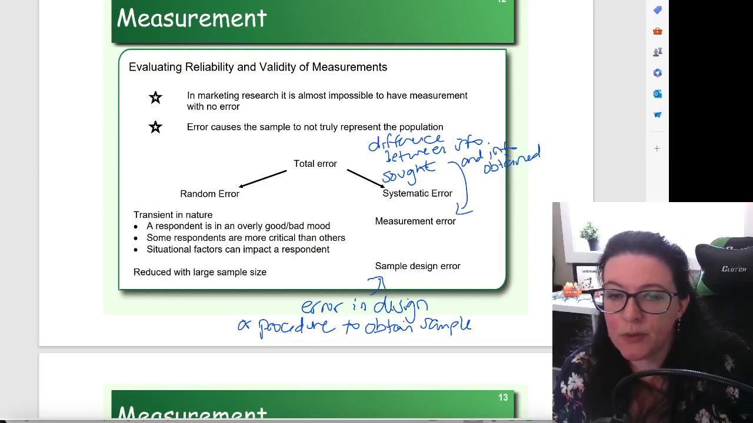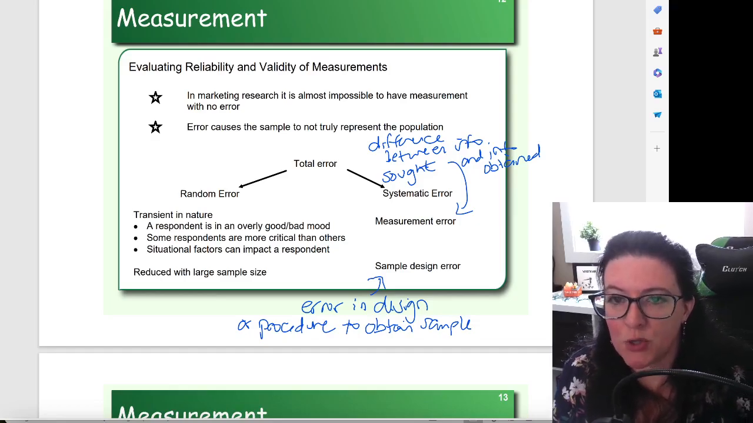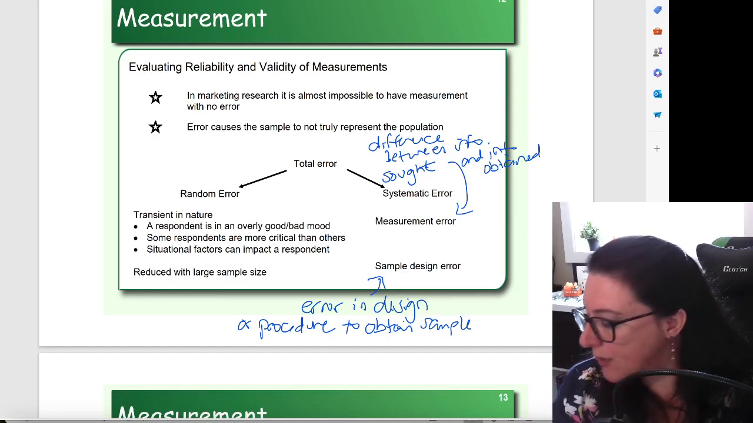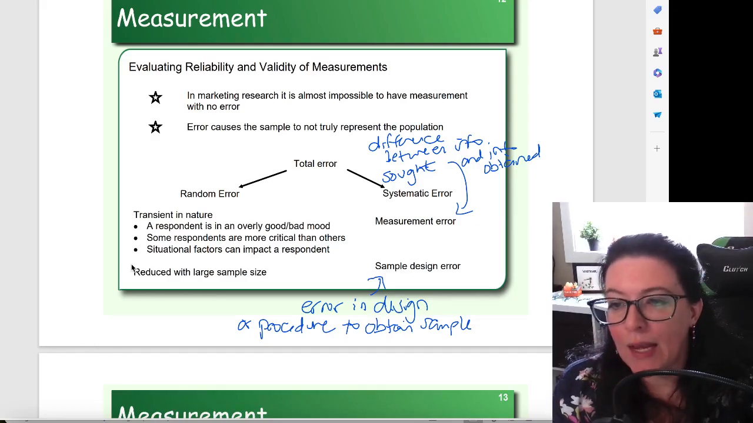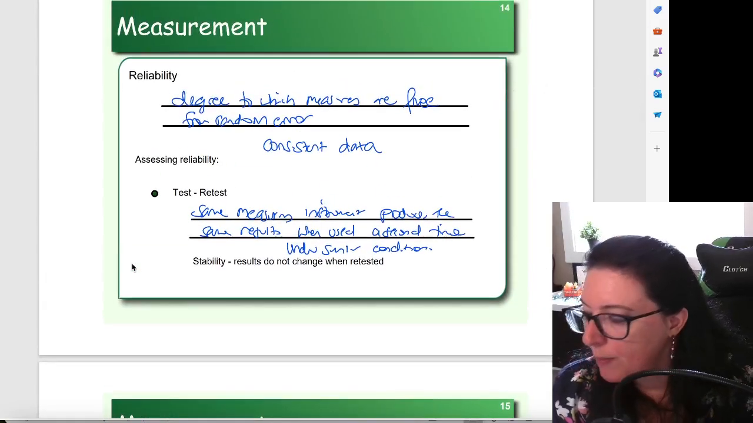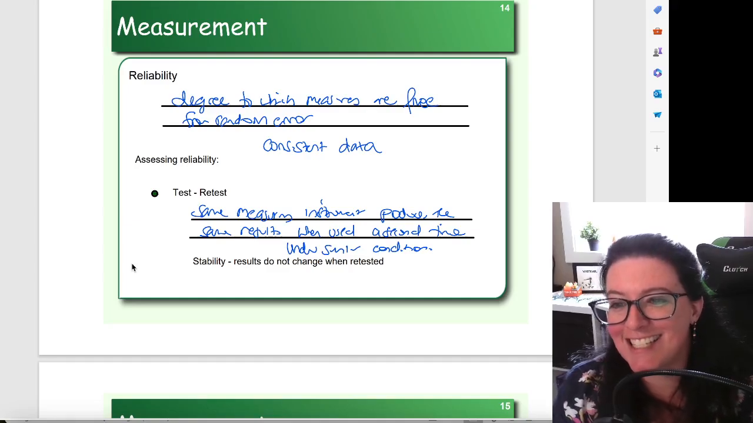We are continuing to discuss reducing the error in our measurement tools. In our previous video, we were looking at reliability, and in this video, we're going to look at validity. Just to recap, reliability is the degree to which our measurement tools are free from random error. So we're looking for consistent data.